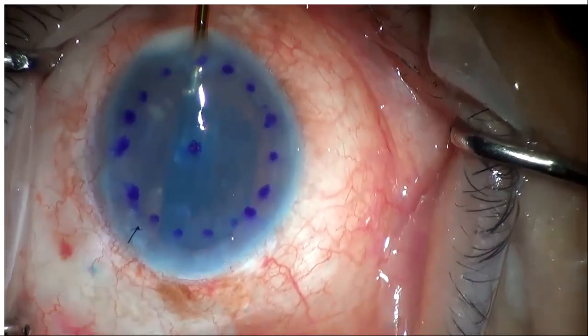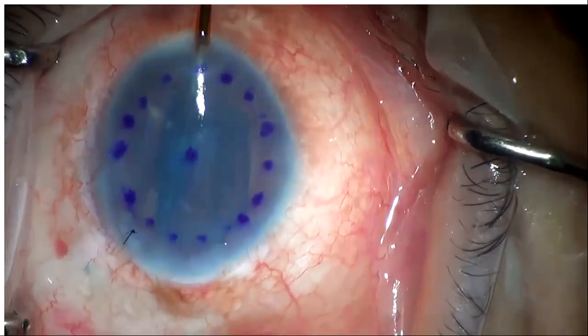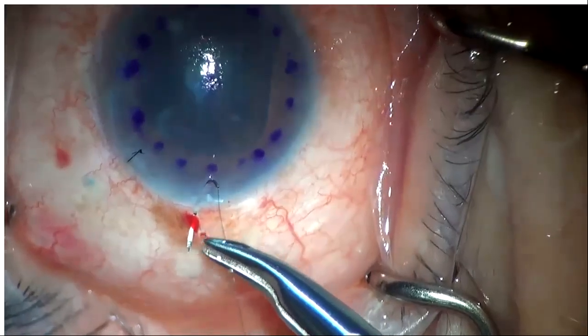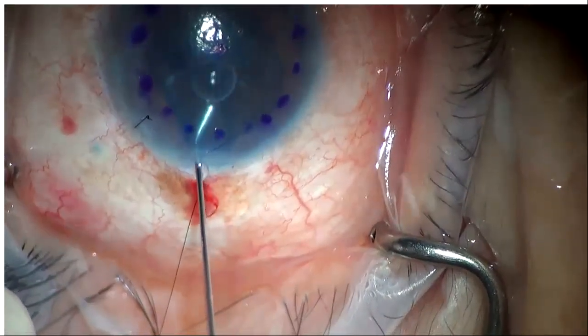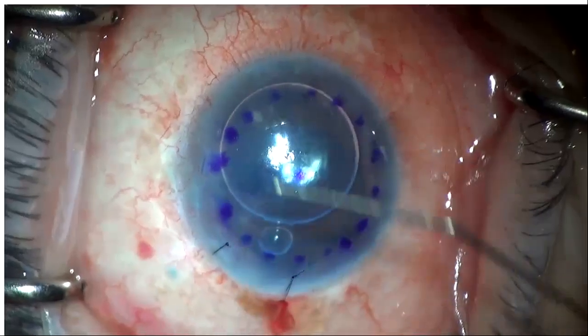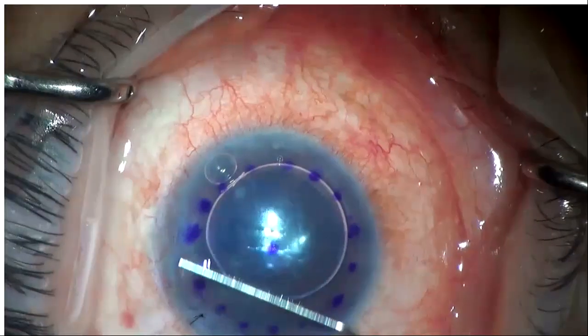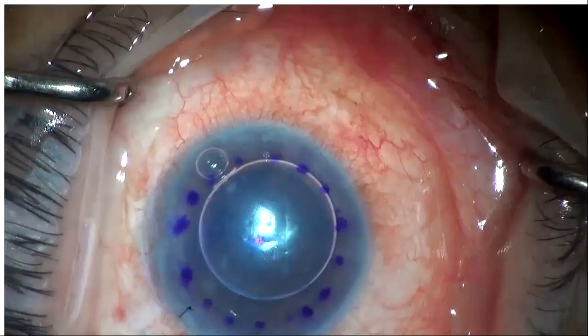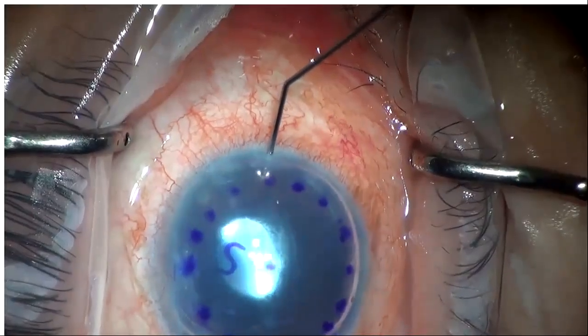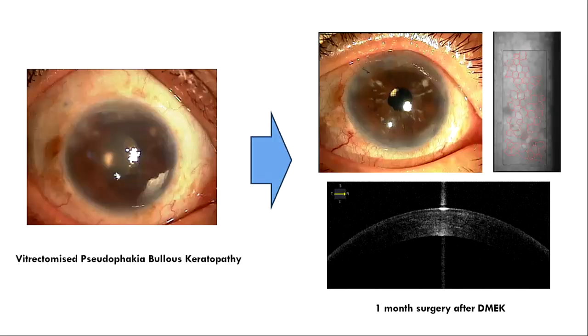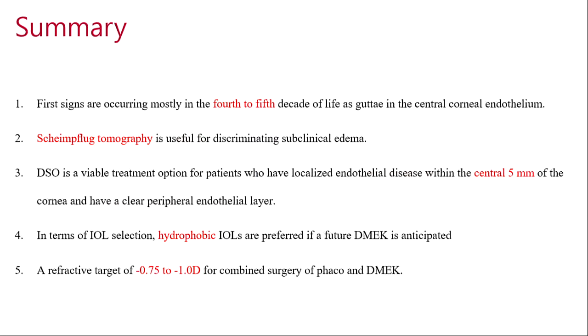This patient already has a deep anterior chamber, so the tissue unfolds automatically. And then put in the bubble, I guess, and center the tissue like this. Very nice result of the surgery.